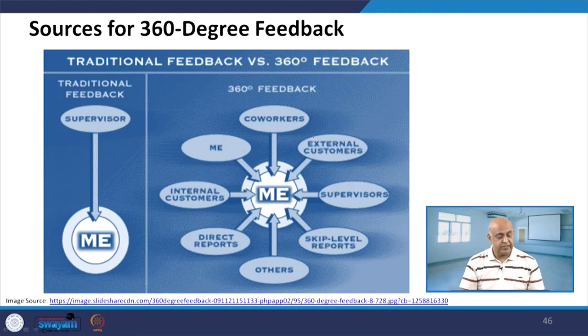So traditional feedback was from the supervisor to me, and when we are talking about 360 degree, it is also me, co-workers, and myself. Me means self also. So it is not only the supervisor evaluating me, I am also giving my own evaluation. Co-workers, external customers, all stakeholders, the internal customers and external customers also. And who are the external customers?